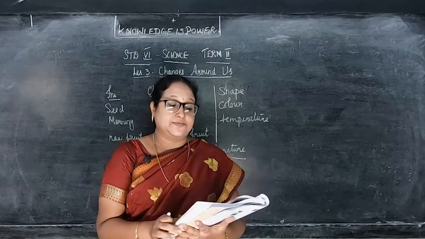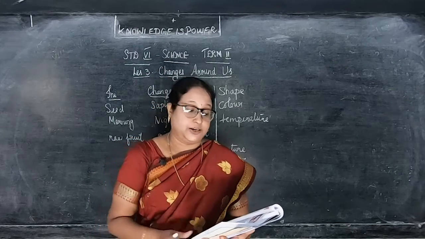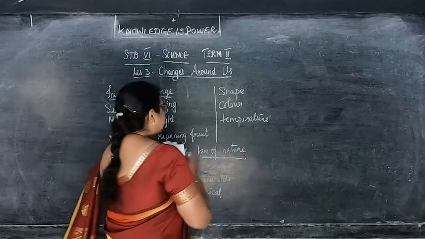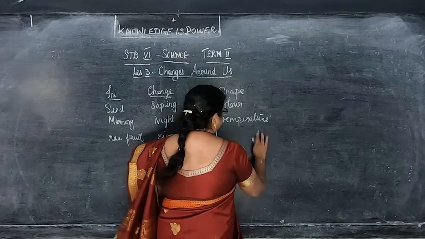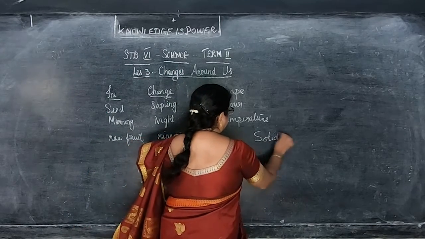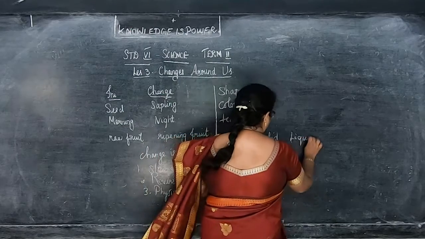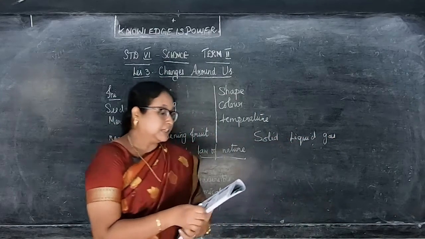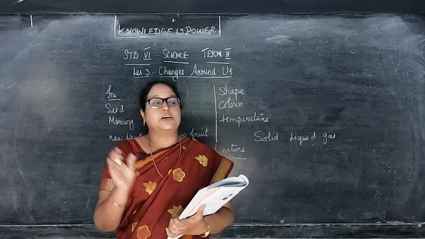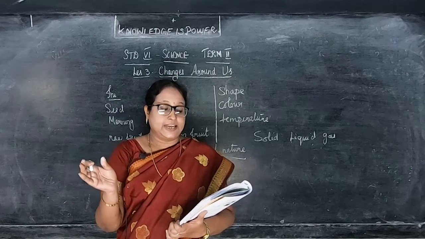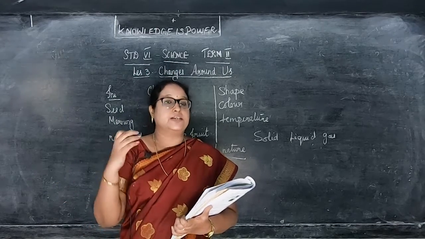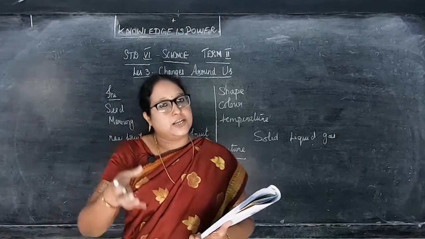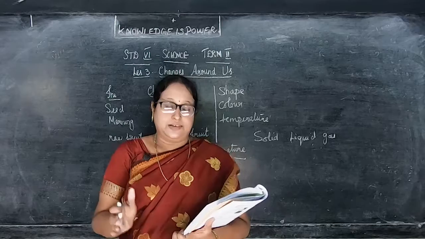Now let us understand the physical change that takes place in water. You already know that water exists in three states: solid, liquid and gas. Okay children, now change of state takes place either by heating or cooling. By heating, energy is supplied, and by cooling, energy is taken away. So when you heat, what happens? You get energy, and when cooling, the energy is taken away. So these are the reasons for the changes.